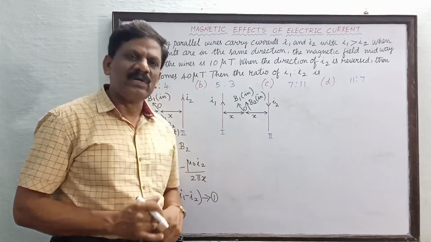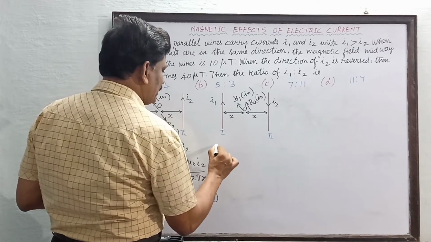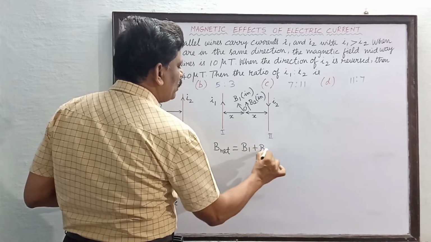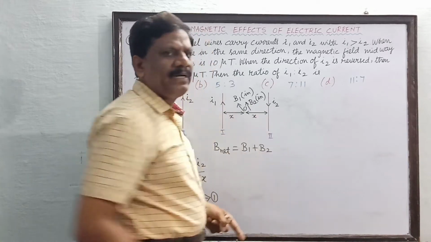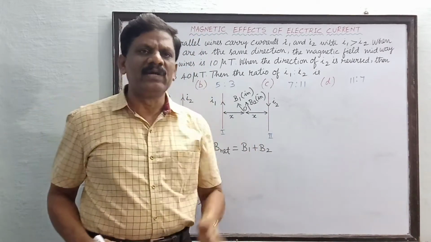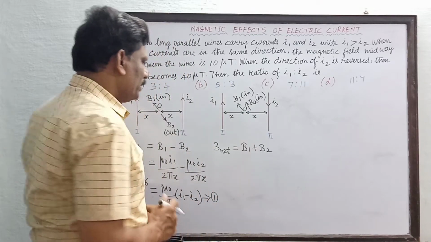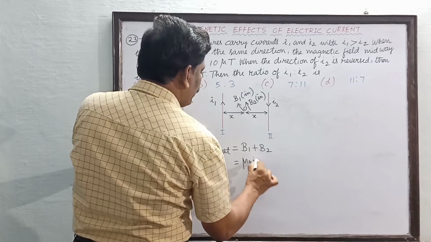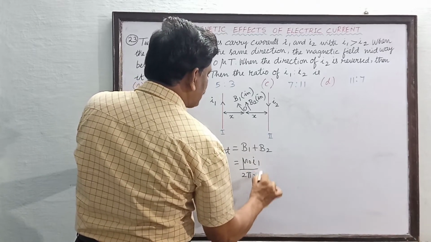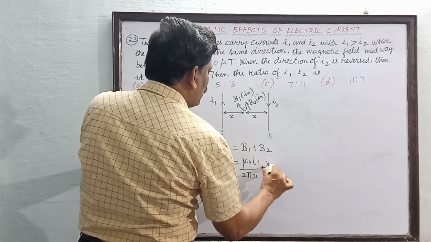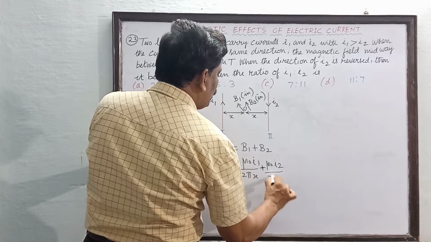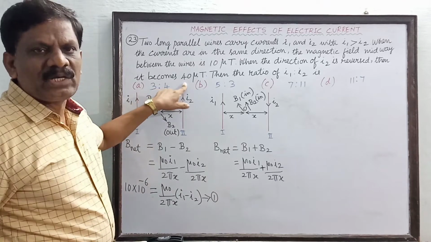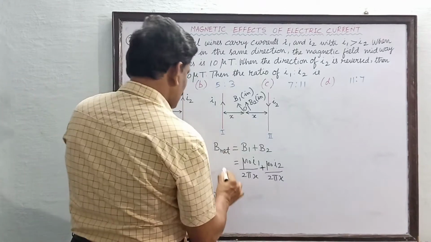Is it not? So here what is the net magnetic field? In this case, the B net is equal to B1 plus B2, because both are inward, perpendicular to the plane of the board and perpendicular to the plane of the paper in your notebook. So this must be equal to mu naught into I1 divided by 2 pi x plus mu naught into I2 divided by 2 pi x. And the value of the net magnetic field becomes now 40 microtesla. So I will substitute here.